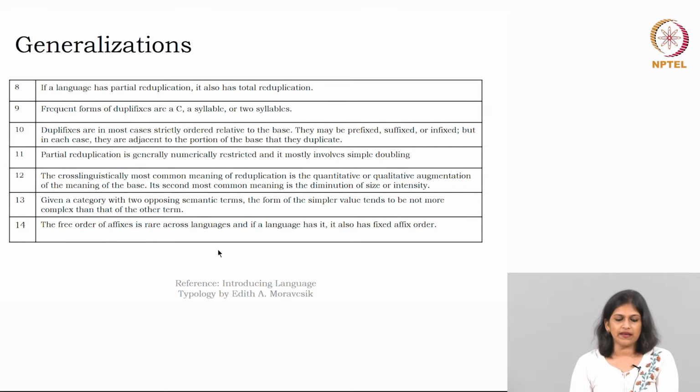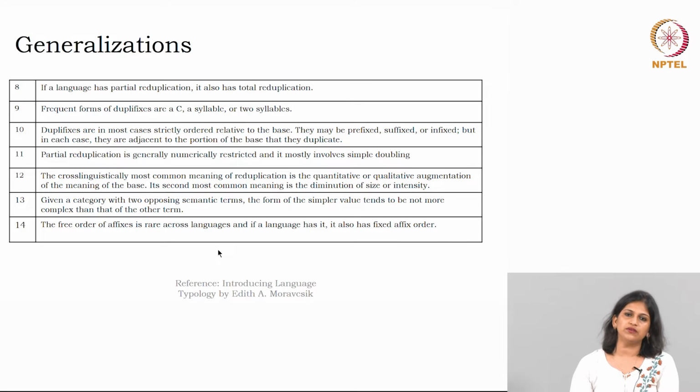It tells that if a language has partial reduplication, it also has total reduplication. So, how is it different from the previous statement that I made a while ago? I just said reduplication is a universal phenomenon, because almost all languages in the world have this feature or this phenomenon.